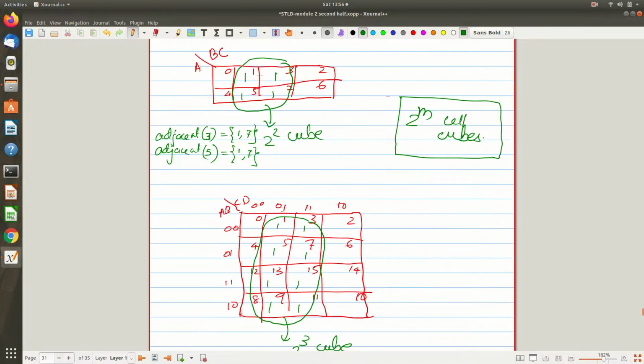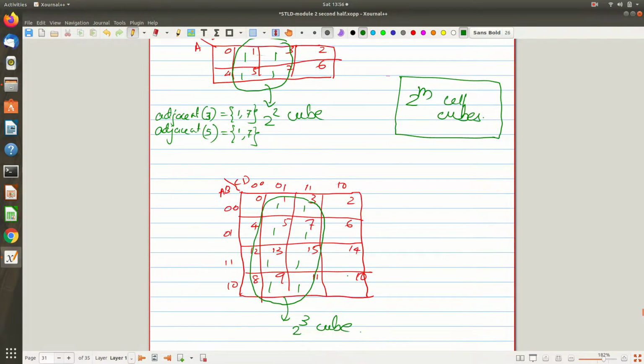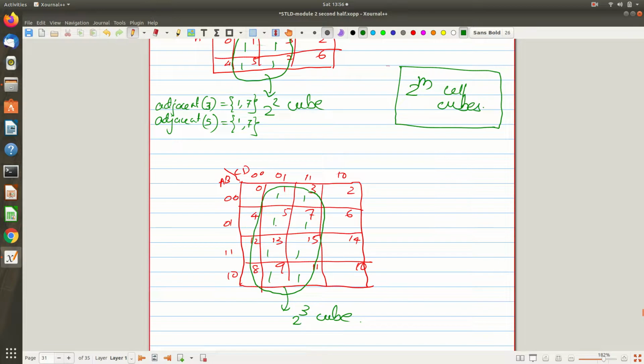Similarly, if I am looking at this 2 power 3 element grouping, you can see that what about this particular cell, this cell number 5 is adjacent. As per this grouping, cell number 5 is adjacent to cell number 1, cell number 7 and cell number 13, right? So don't take the diagonal element and all. They should just share a common edge, like that you can visualize.